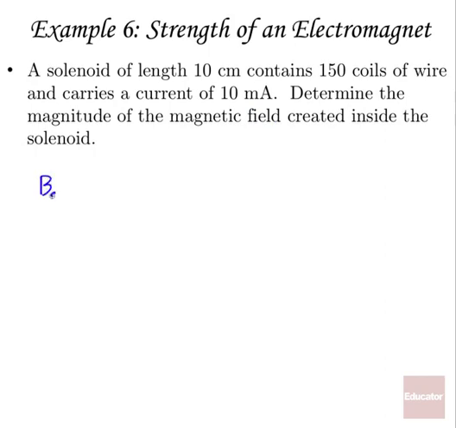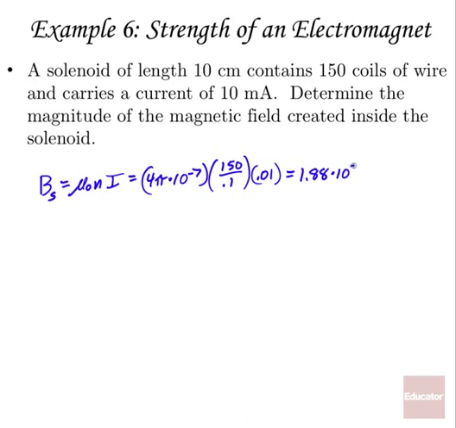Well, the magnetic field strength due to a solenoid is mu naught times n times I, where n is the number of coils per unit length. So that's going to be 4 pi times 10 to the minus 7 for mu naught, times 150 coils over 0.1 meters, times our current flow, 10 milliamps, which is 0.01 amps. So I would get a magnetic field strength of about 1.88 times 10 to the minus 5 Tesla.